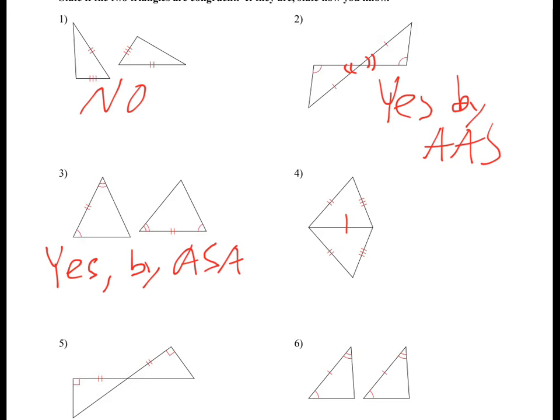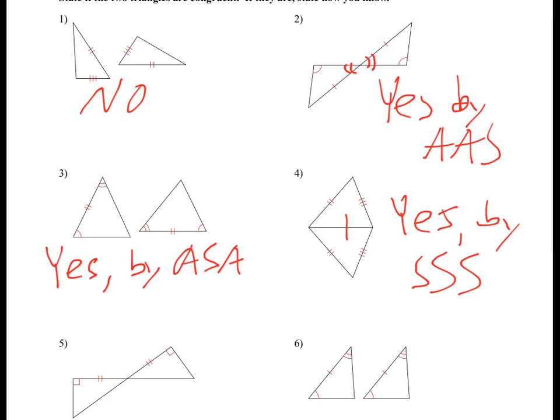Four, you can add a tick mark in the middle because that line is congruent to itself, and that's called the reflexive property. And so now if you look at just the top one, we have three congruent sides, and if you look at the bottom, we have three congruent sides. So you're going to have congruence by side, side, side, SSS.